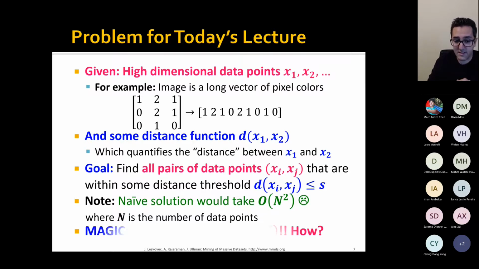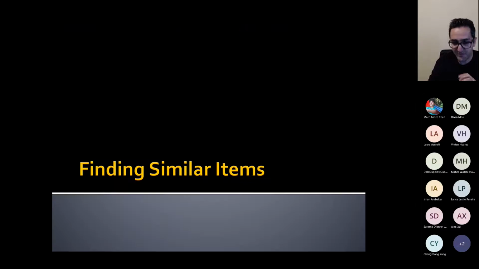Today, I want to present a solution for this problem that solves it in O of n, which is crazy. Going from n squared to n is not straightforward at all. So if you know a solution without reading this topic, you are a genius. If you don't know a solution that can solve this problem in O of n, it's okay. It's fairly complex, and that's why we need a lecture to present the solution. Okay, finding similar items.